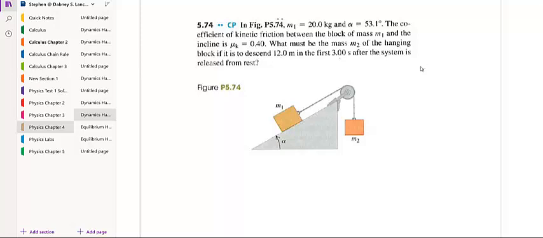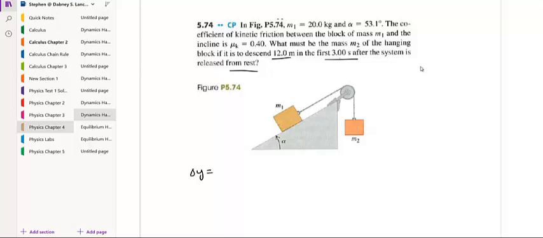In the previous problems, we calculated the acceleration, and then we used that to back out the other unknowns. In this case, we're going to use these three things to calculate the acceleration, and then we'll use the acceleration to back out what M2 needs to be to cause that acceleration. So we're going to start with the one-dimensional equations first.